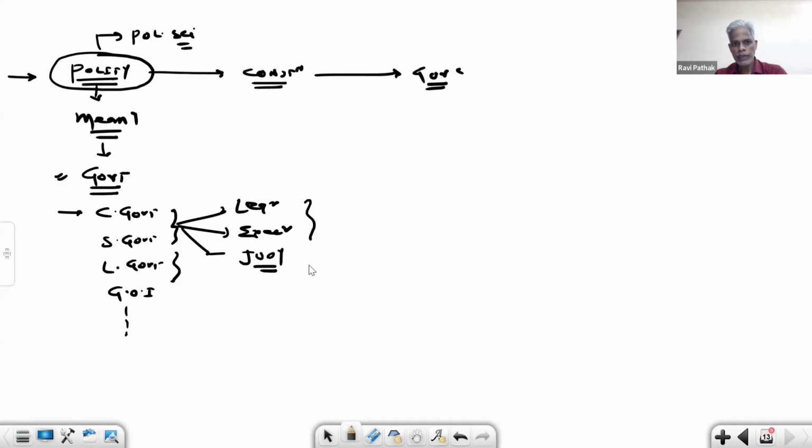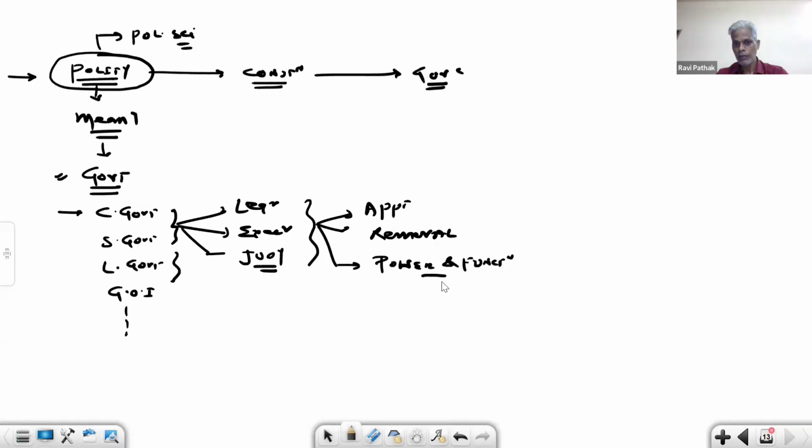Plus, about these organs, we are going to understand three things. That is appointment, removal, and powers and functions. So if we take any authority, we'll study three things about him: how he or she is appointed, how he or she is removed, and what are the powers and functions they do. So that would be our approach.